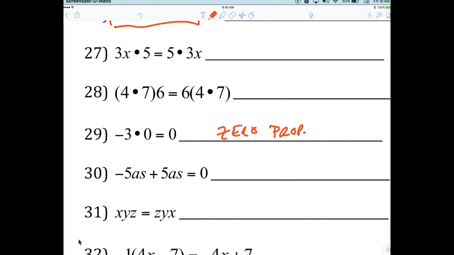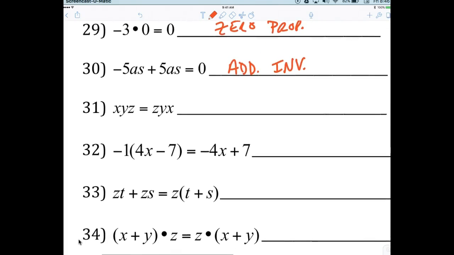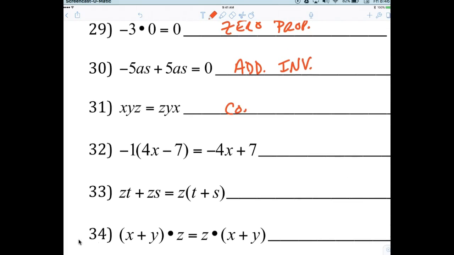30 is the what? Additive inverse. All right? 28 is what? Look at the order. That's how easy. Look at the order. Commutative property. What about 27? I'm on 27. Commutative property. True. 31. Yep. Commutative property of multiplication.